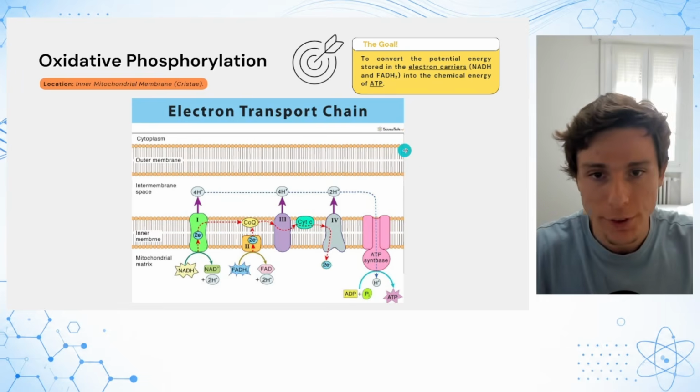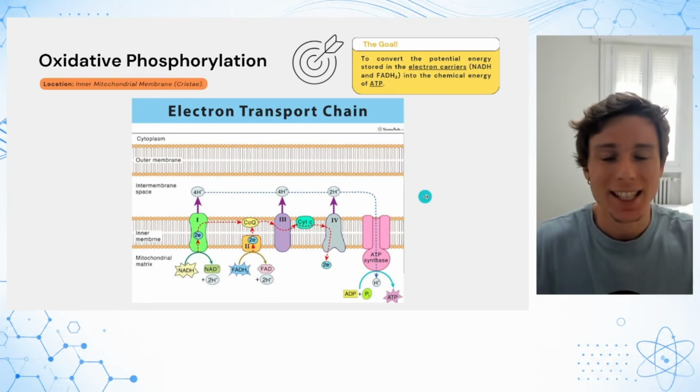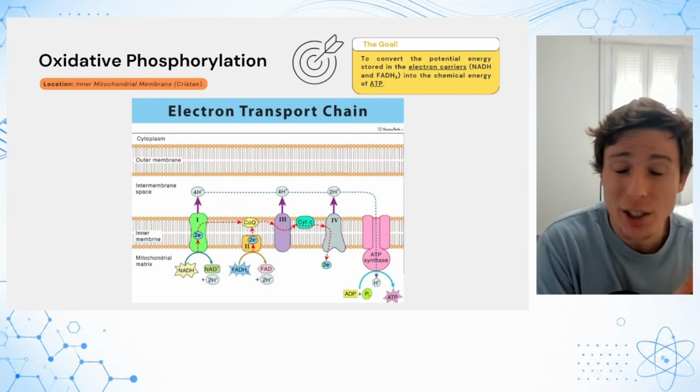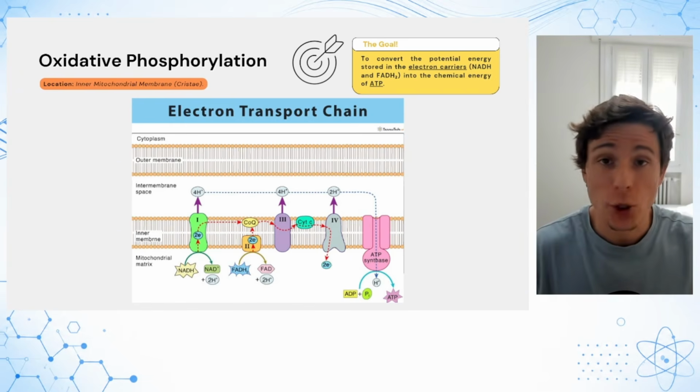This is an image of the electron transport chain, and this is basically it, okay? I'm not going to dive into every single detail because for the IMAT, there are only a couple of things that you need to know for you to be okay.